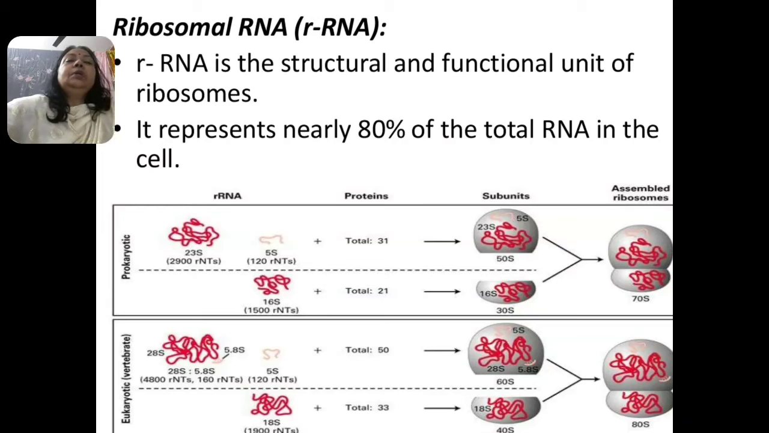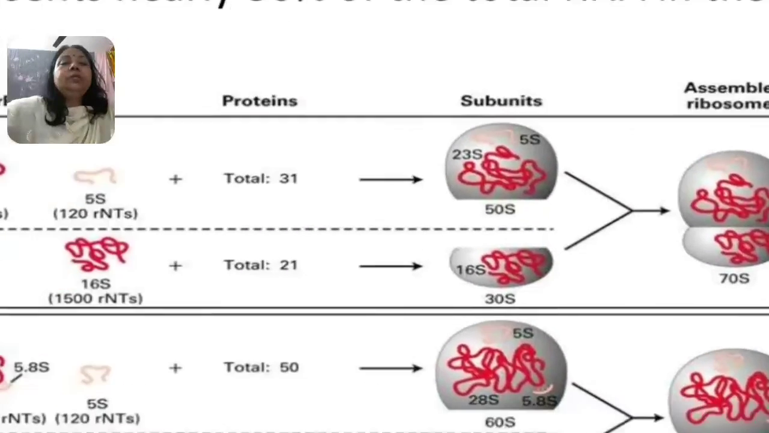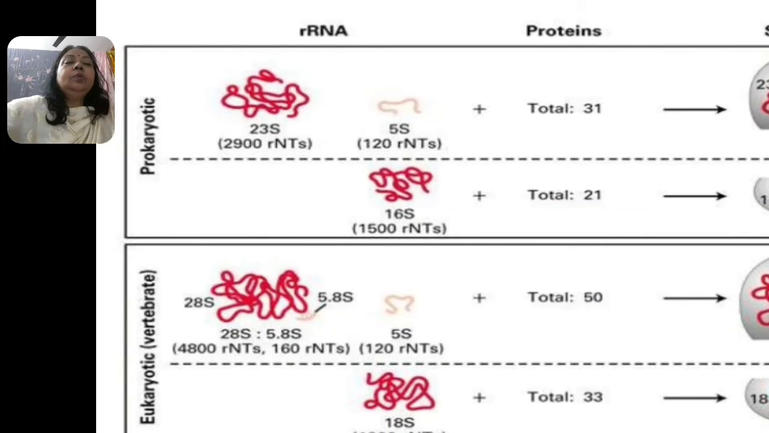Now come to the ribosomal RNA. Ribosomal RNA is the structural and functional unit of ribosomes, which are responsible for protein synthesis inside the cell. And it represents about 80% of total RNA present in the cell. In the below picture, you can see what the structure of ribosomal RNA is in the prokaryote and in the eukaryote.